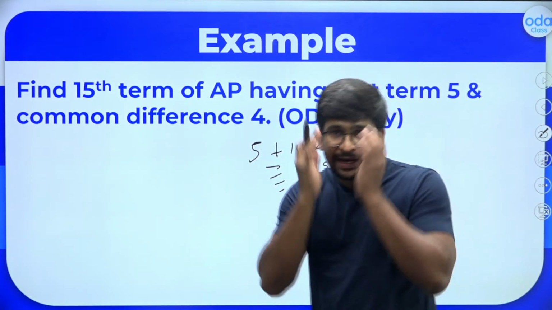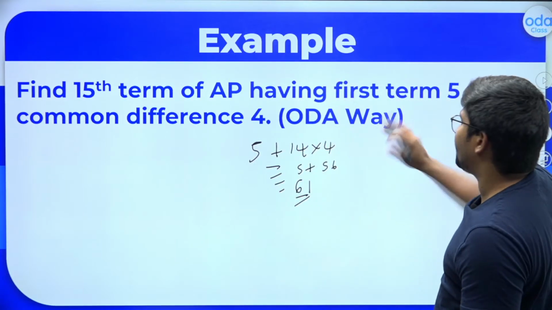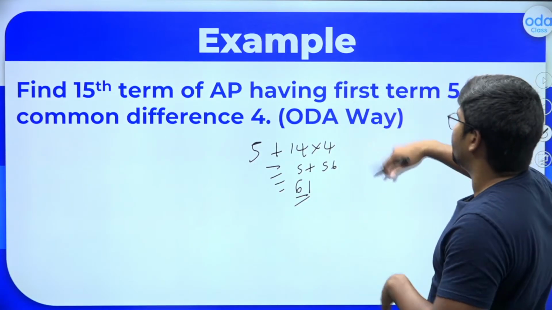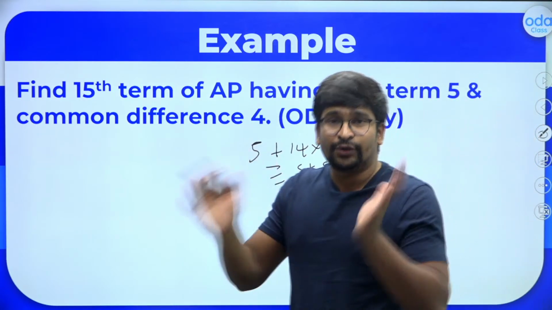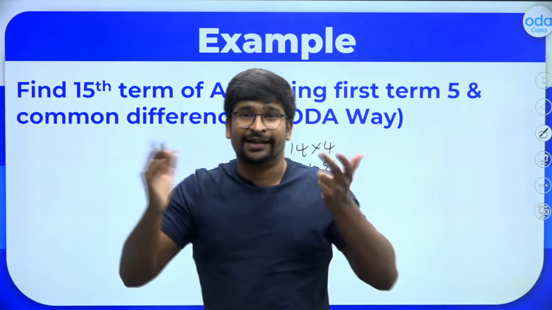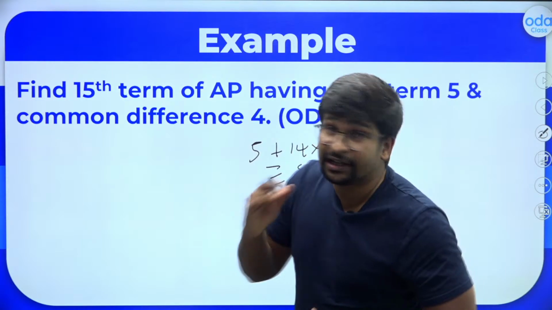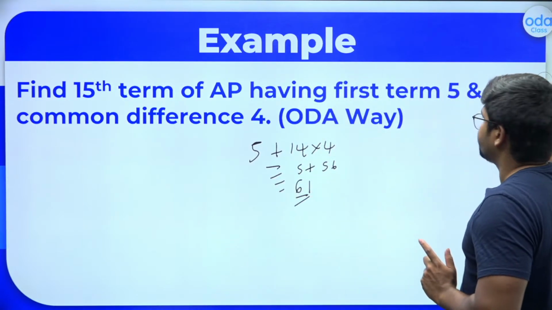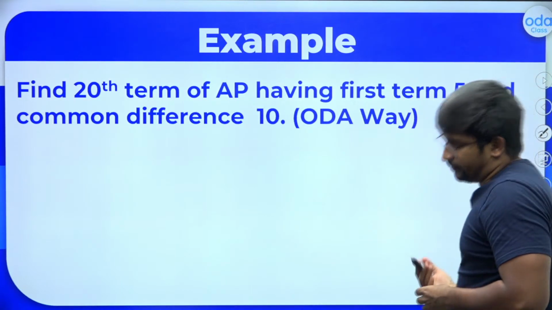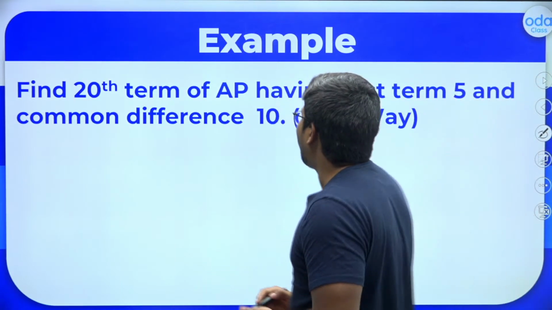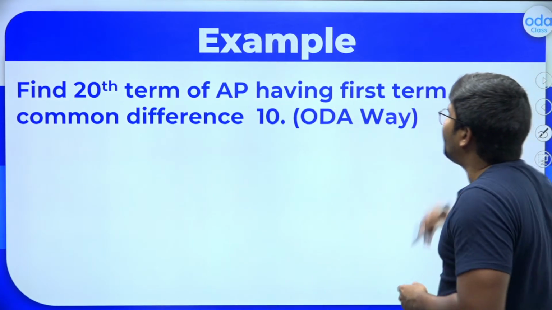That's it. In one go, I have written these many steps. Actually, you don't need that also. It will be 5 plus 14 into 4. 14 into 4 is 56, right? 14 into 4 is 56 plus 5 is 61. Easily, you can write it like this. Okay, always try to think. Always try to reduce the calculation steps when you are appearing for competitive exams. Okay, let's apply this. Let's use this algorithm method to get the answer. Find the 20th term of the AP having first term 5 and common difference 10.